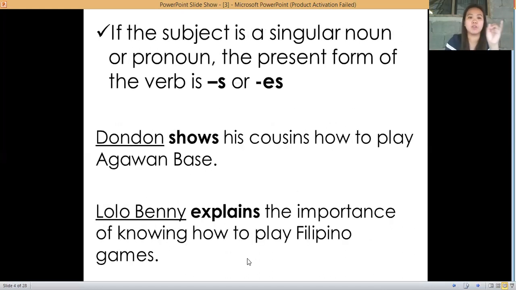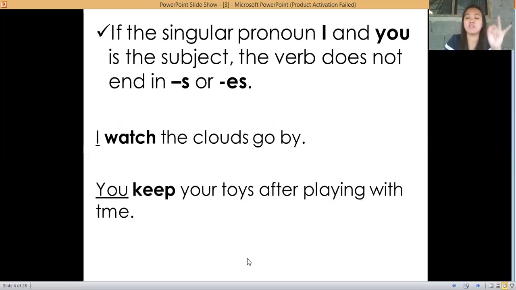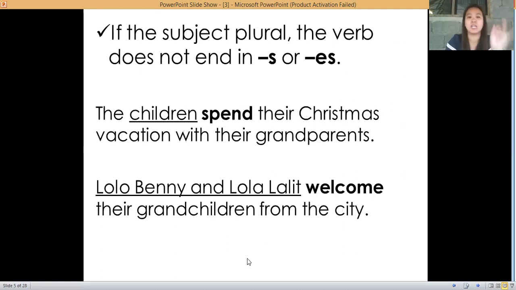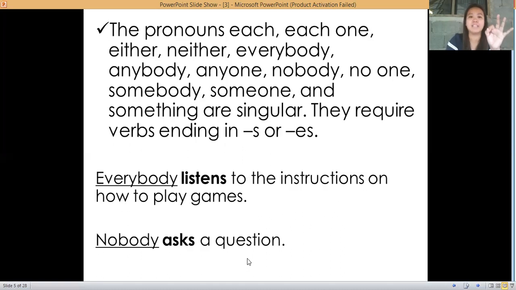Okay, let's review. Number one, singular, add S or ES. If it is I and you, does not end in S or ES. If it is plural, it does not end in S or ES. And if the pronouns are each one, either, neither, everybody, anybody, anyone, nobody, no one, somebody, someone, and something, your verb needs to end in S or ES.